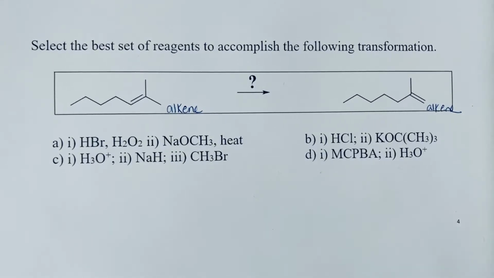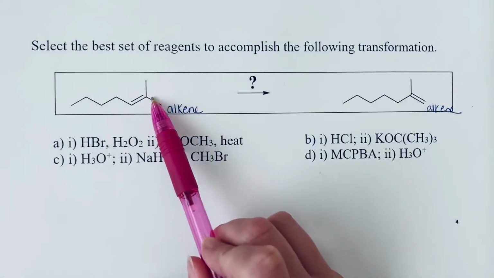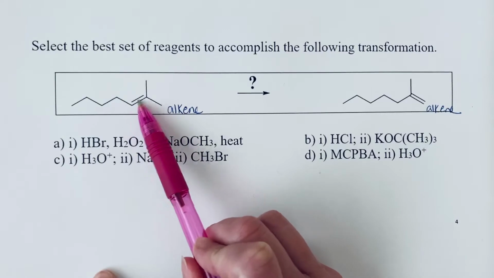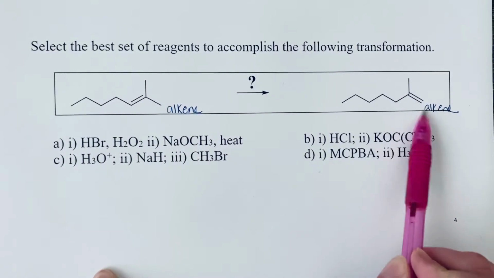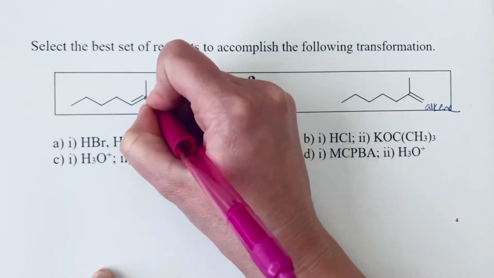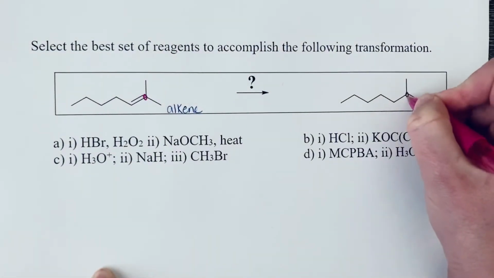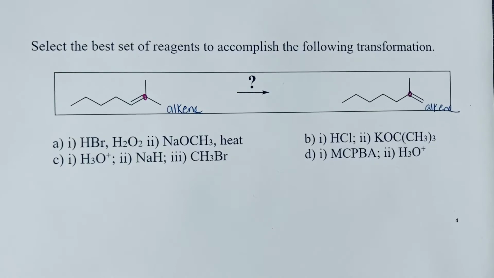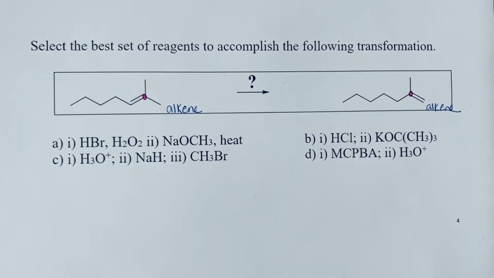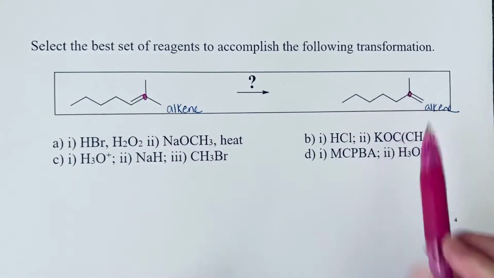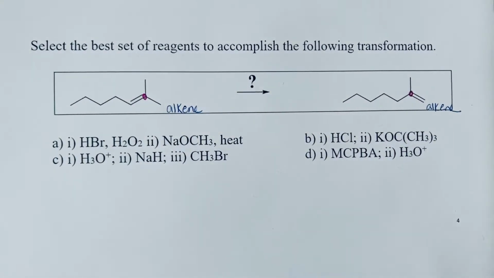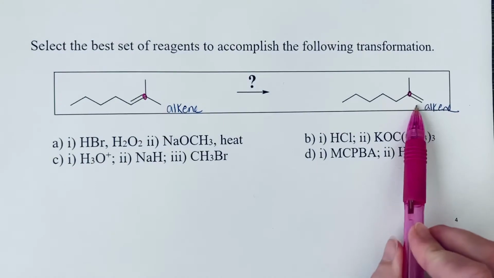When we do an elimination, we need a good leaving group, and we also want to think about where that good leaving group could be located. So we should notice where our alkene is in the starting material and where the alkene is in the product. We should note that we have one carbon atom in common between those two. So we should be able to introduce a leaving group onto that carbon that we've just highlighted, and then do the appropriate elimination reaction to get the desired alkene.